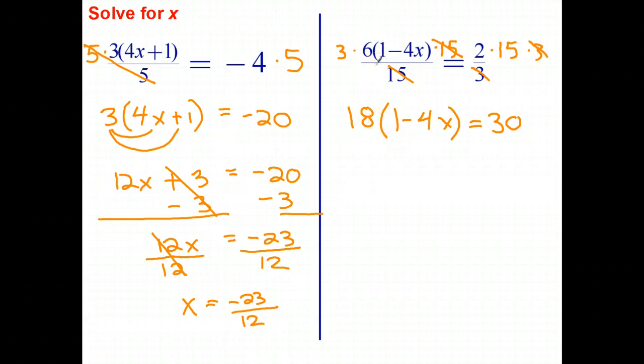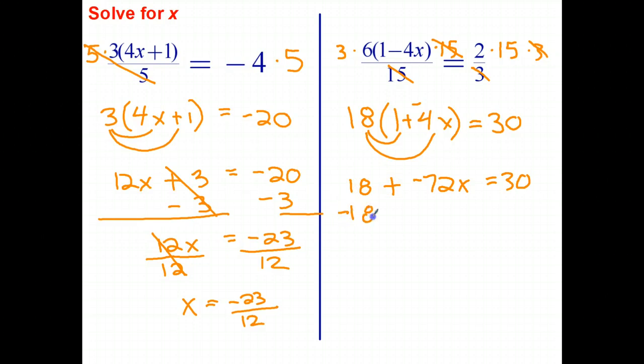Let's change that to plus a negative, and get rid of the brackets using the distributive law. 18 times 1 is 18. Now 18 times 4, well, I can double 18, and that gives me 36. I double 36, and I get 72. So 18 times negative 4 is negative 72x, equals 30. This equation has some fairly big numbers. Once again, it doesn't matter what order I write them in, so that's really negative 72x plus 18.